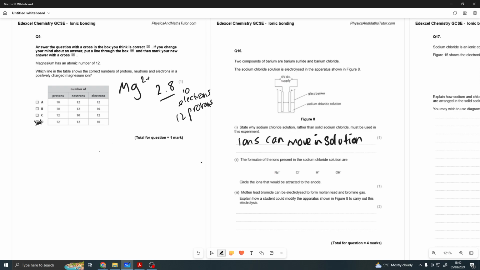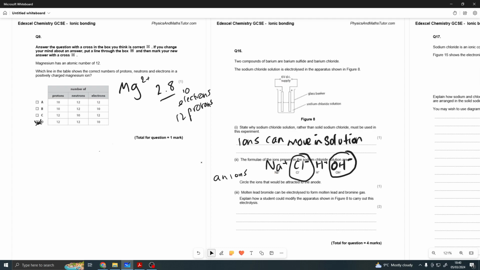Now, the formula of the ions present in sodium chloride are, there they are. Okay, they're a bit small, but it's Na plus, Cl minus, H plus, and OH minus. Okay, circle the ions that would be attracted to the anode. So which ions are going to be attracted to the anode? Now, the anions will be attracted to the anode. And what is the charge of an anion? Well, an anion is negative. So that one and that one will both be attracted to the anode.